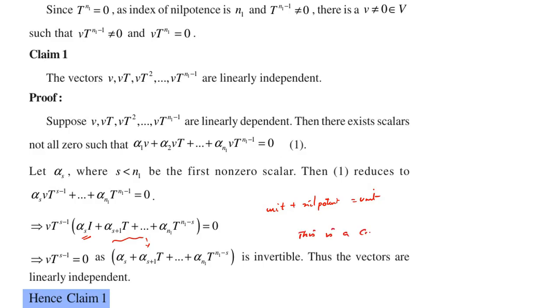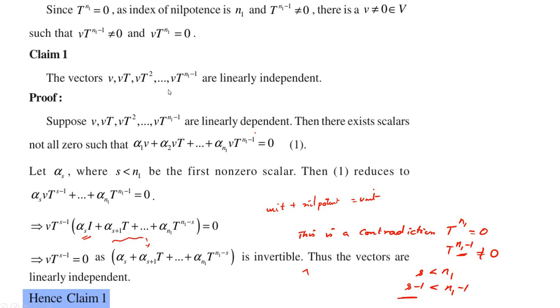A contradiction to what? To your assumption that T^n1 is 0 and T^(n1 minus 1) is non-zero. Here s is a number less than n1, so s minus 1 will be less than n1 minus 1. For n1 minus 1 itself it is non-zero, so even for a lesser one it cannot be 0. So we get a contradiction, and the vectors are linearly independent. We assumed in the beginning that they are linearly dependent, so that assumption is wrong. So you have the first claim that these vectors are linearly independent.